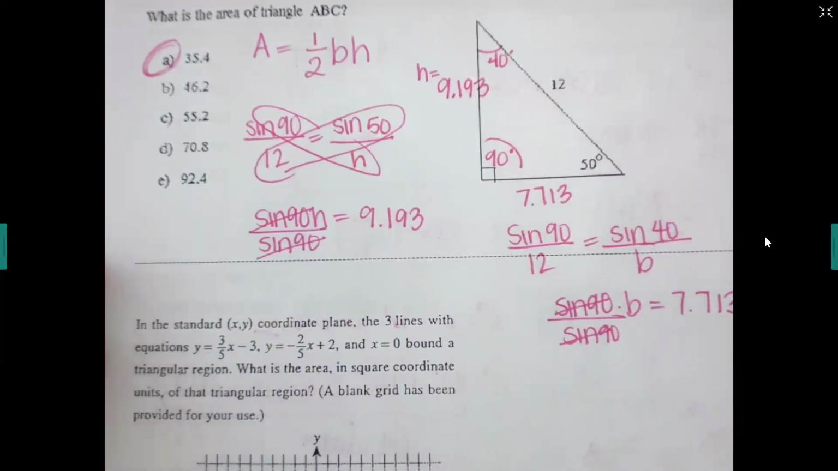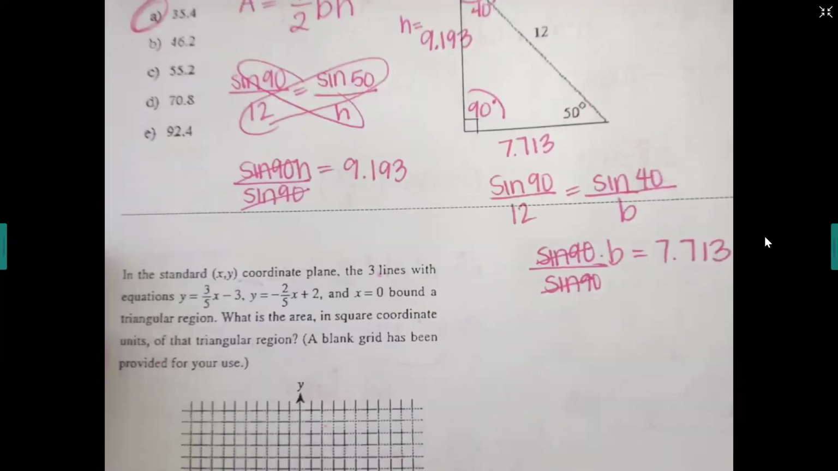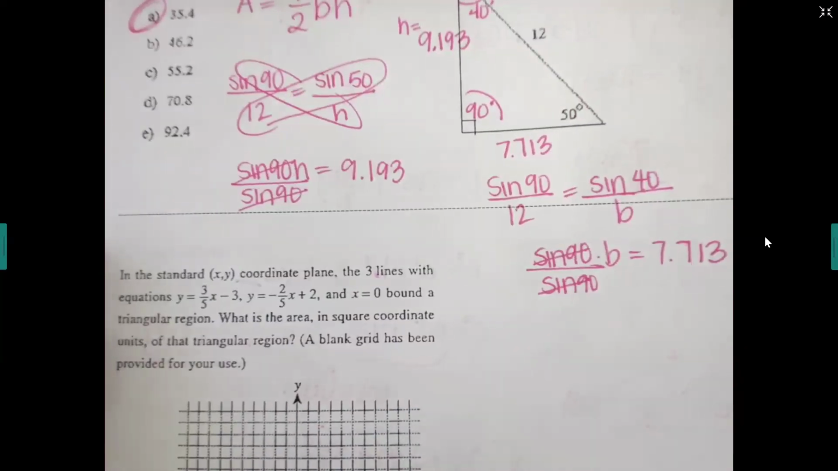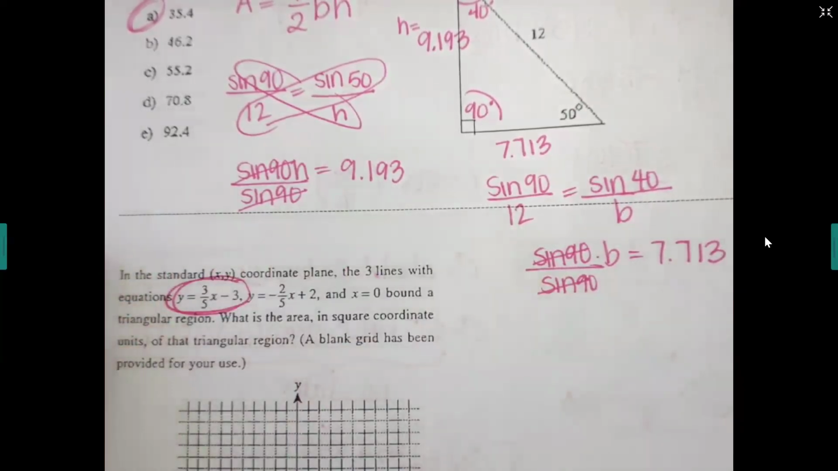For this second question, I'm not gonna do the area for you, but I'm gonna set up the picture and then you can just count the base and the height. So I'm gonna make a triangle with 3 lines. The first one is gonna be 3/5 x minus 3. Okay, we've graphed a little bit, but it's been a while.